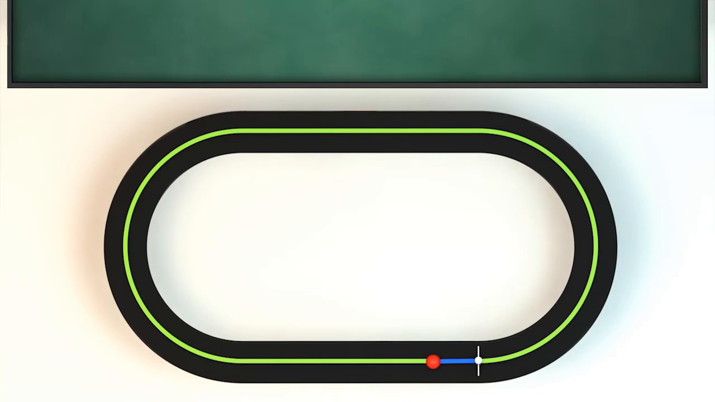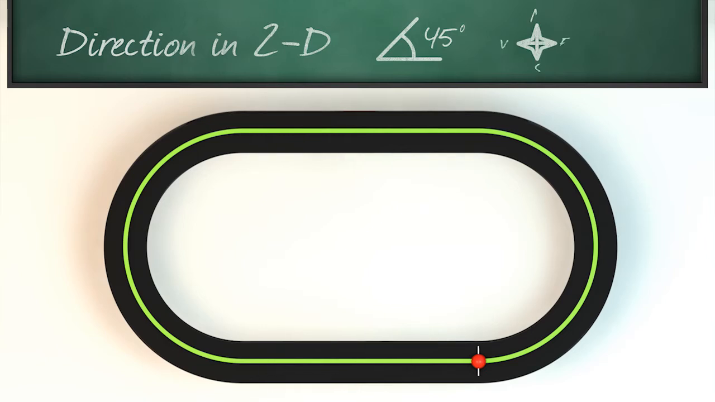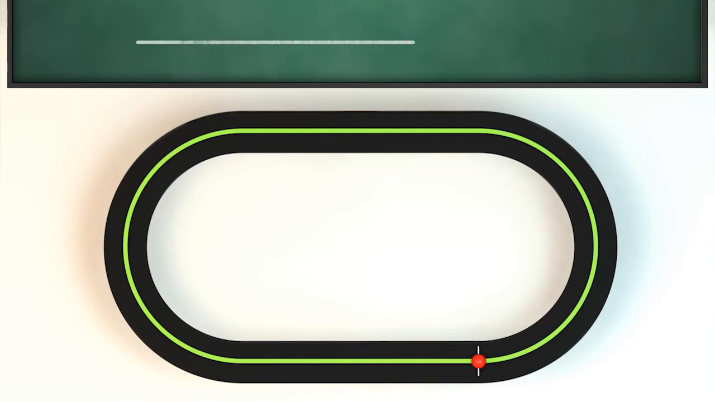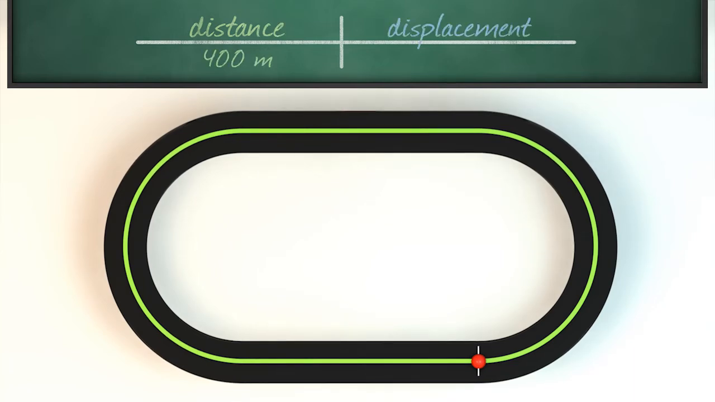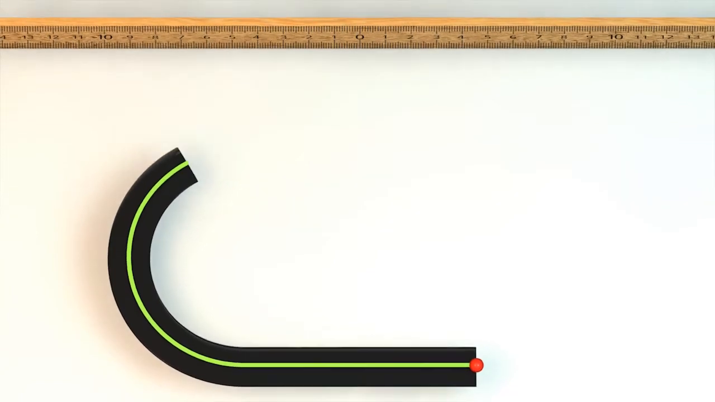In one dimension, we usually just keep track of the direction of the displacement with a positive or a negative sign. In 2 dimensions, we can use angles, compass directions, and more. After the race, the runner has traveled a distance of 1 lap, or 400 meters. The displacement of the runner, however, is 0, because the runner ended up at the exact same position as it started at, so there is no change in position after 1 lap.